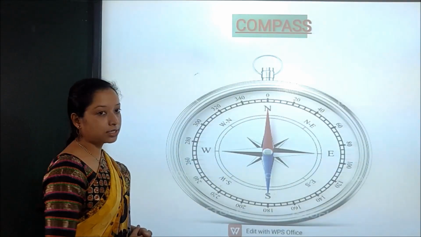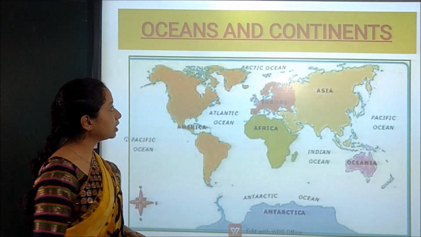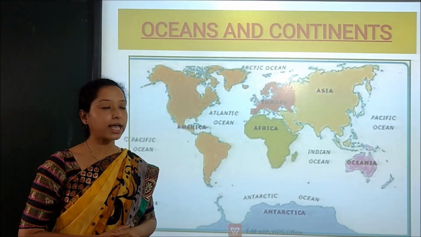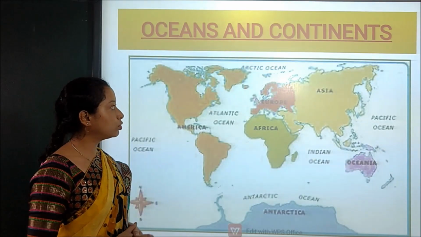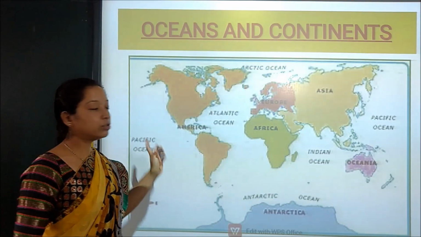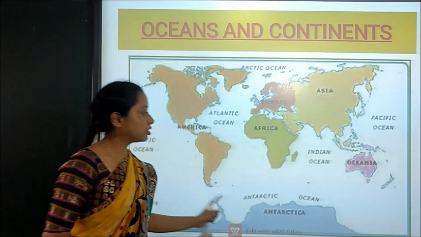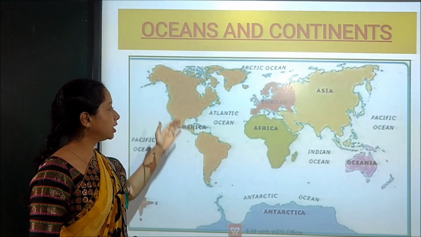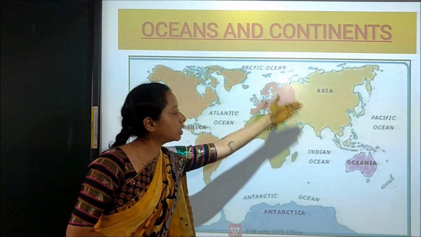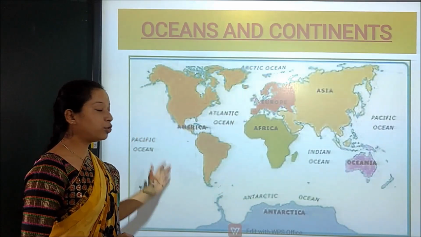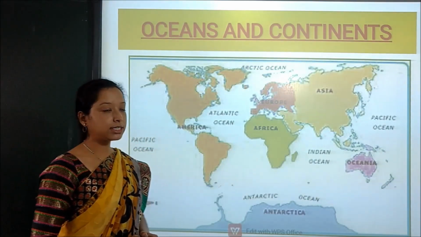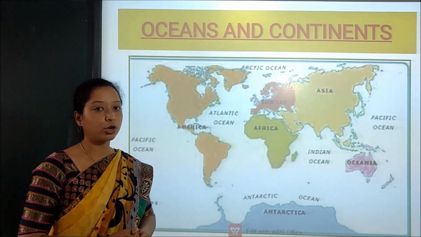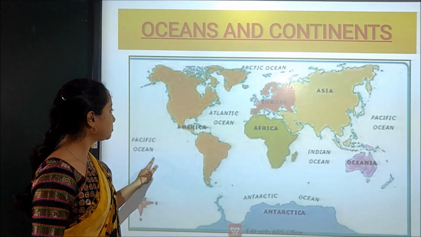Now let's see another topic. The next topic is oceans and continents. In the starting of the chapter I told you about oceans and continents. Again you can see this is a picture of a map, and here the continents are marked with different colors, and with blue color you will see the water bodies. So now let's see what are oceans and what are continents.